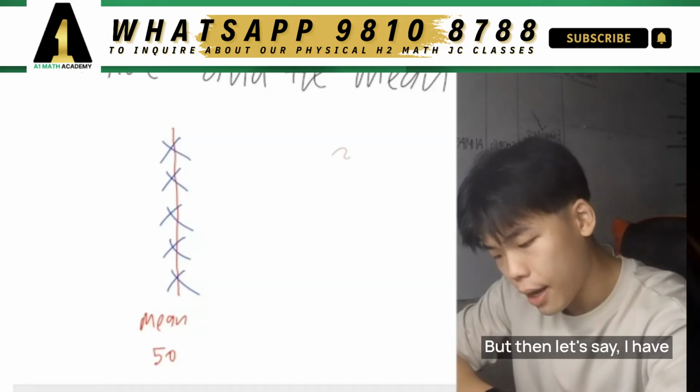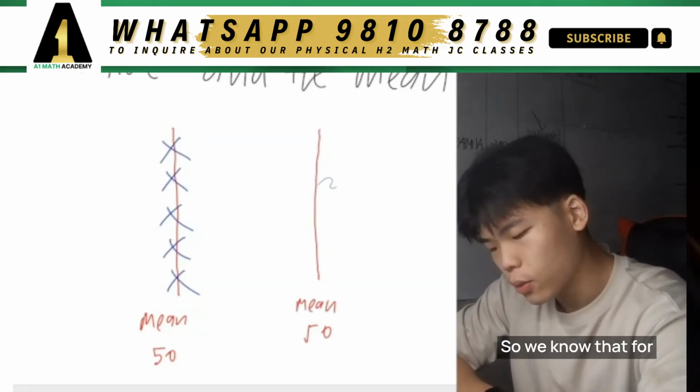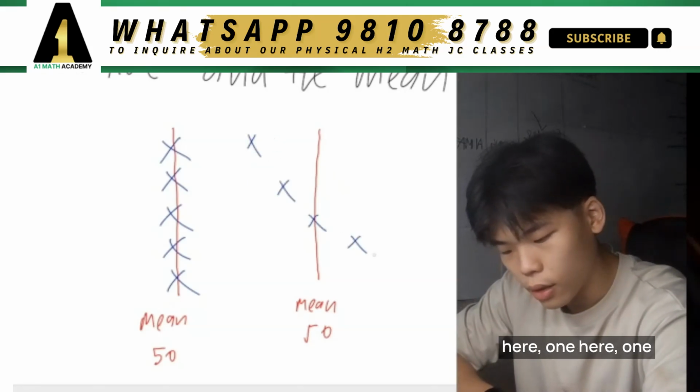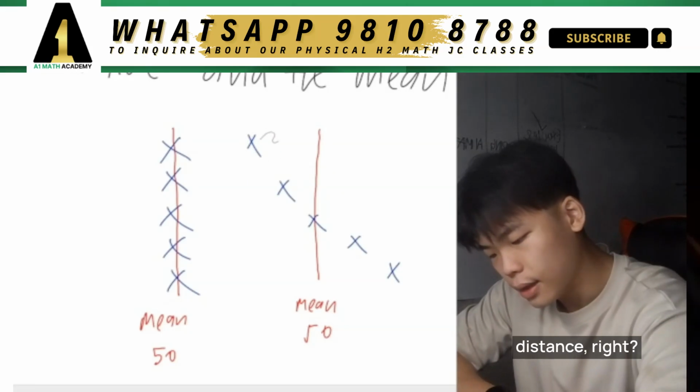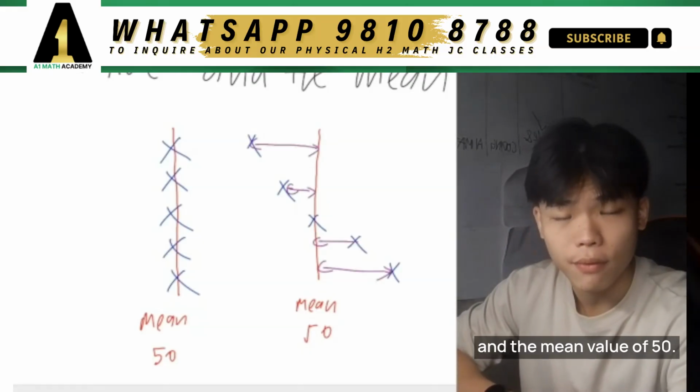But then let's say I have another one over here. I'm just going to draw another line down here. And then let's say the mean is 50. So we know that for the values, previously we have 1 here, 1 here, 1 here, 1 here, and 1 here. So there are distances, right? There's a distance between these values and the mean value of 50.